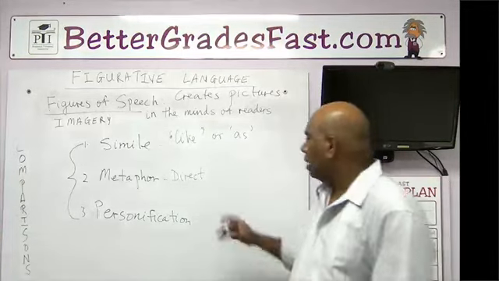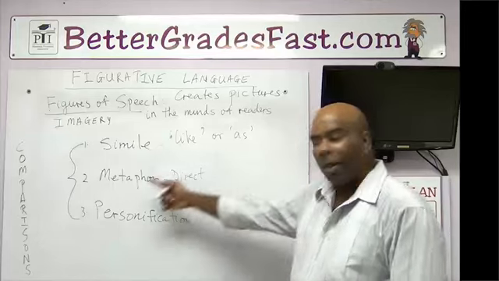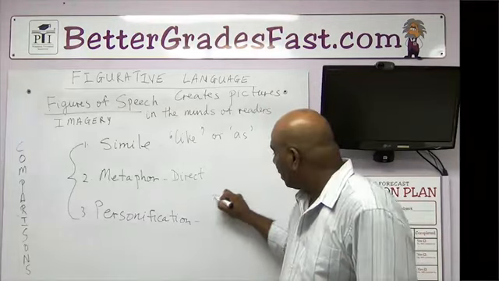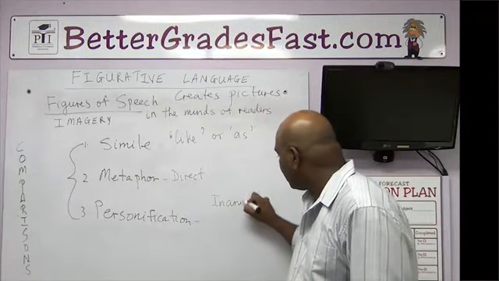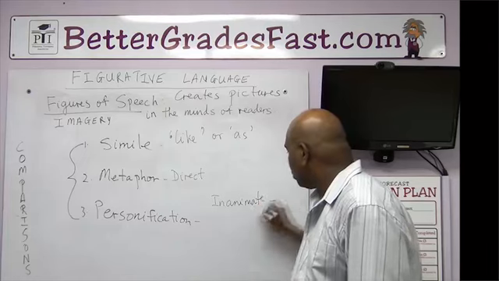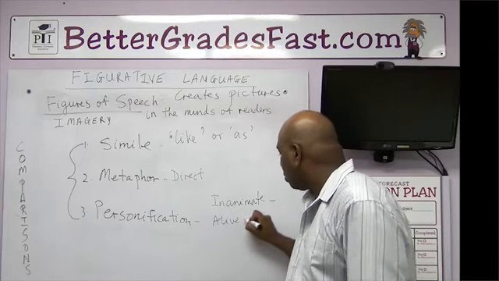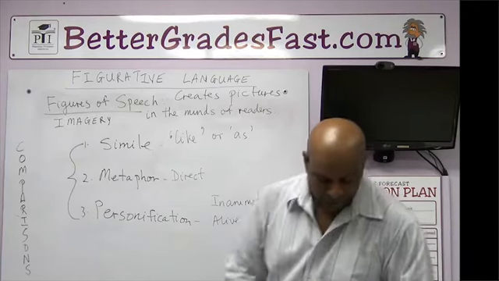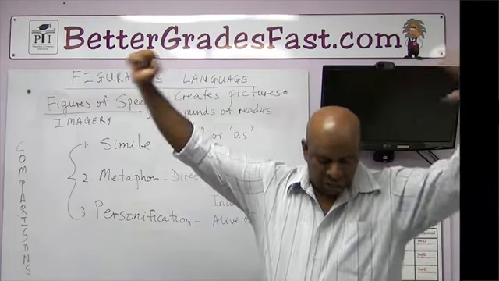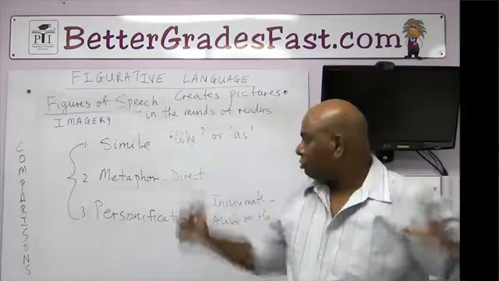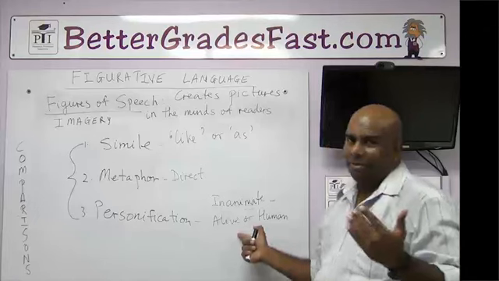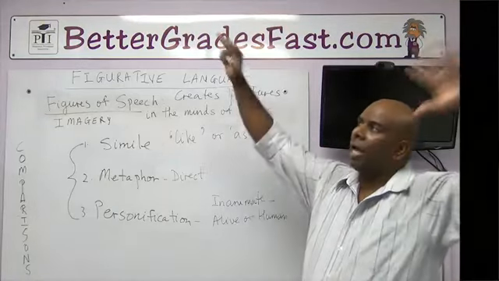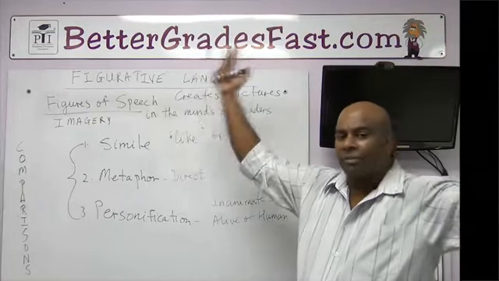The last one, personification. It's a comparison, and here we compare something that is not alive, inanimate, to something alive or human. So, if I say, the trees stretched their arms to heaven. Trees are alive here, but they're not human. I have given trees human qualities. They're stretching their arms, which are the branches, to heaven.